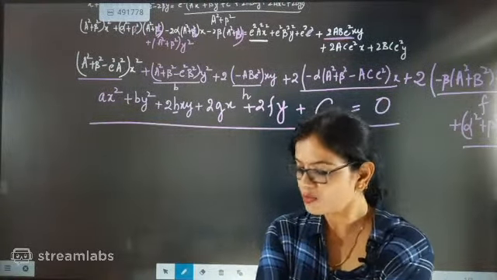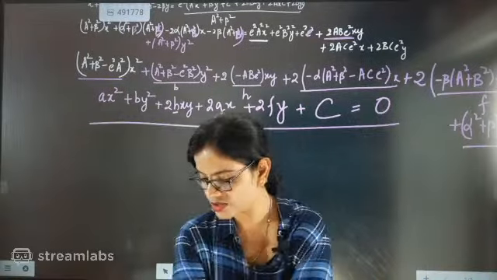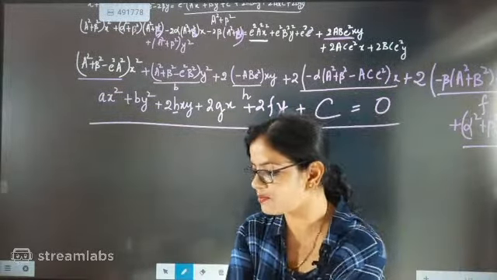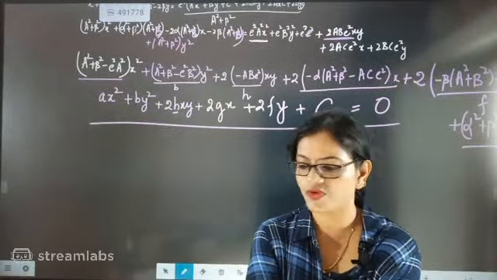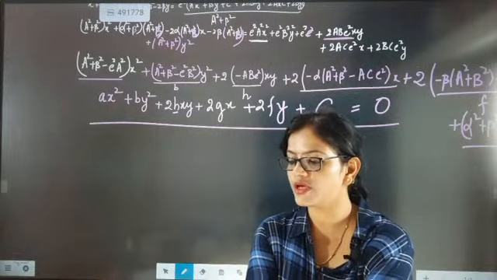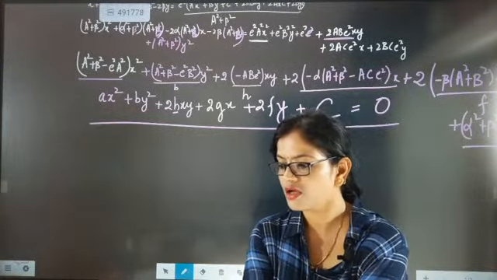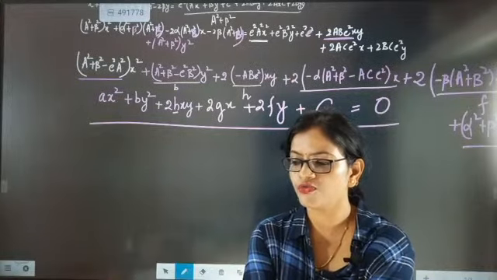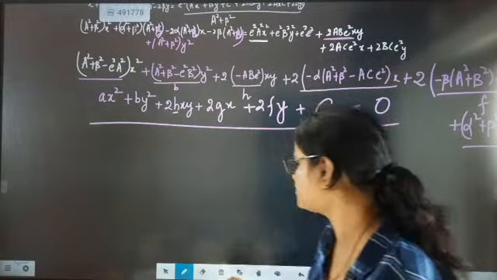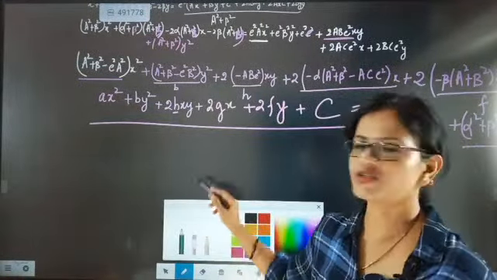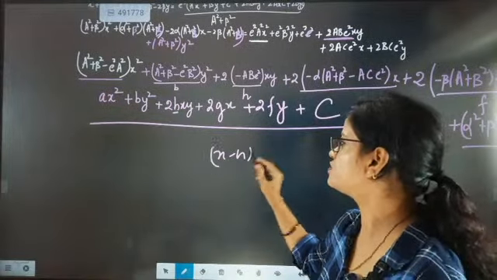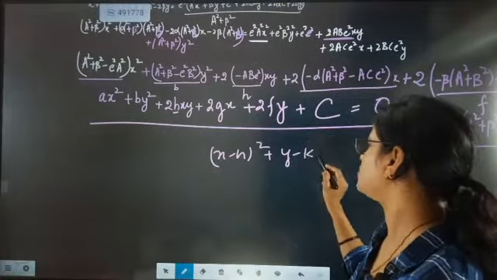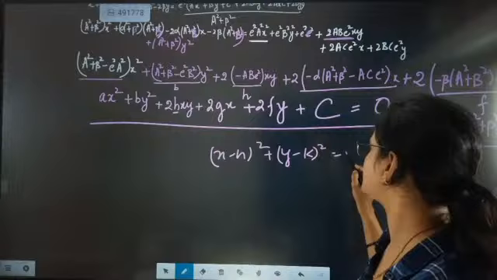Tomorrow we are going to talk about the pair of straight line equation, and from there how circle, parabola, ellipse will come. Eccentricity will be equal to 1 for parabola, 0 for circle. If eccentricity becomes 0 for the circle, you know the equation of the circle? x minus h whole square plus y minus k whole square equal to radius square.